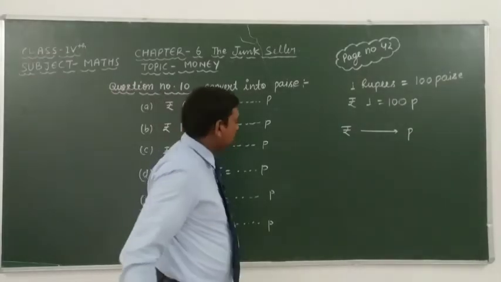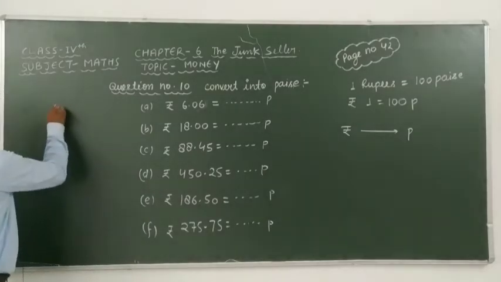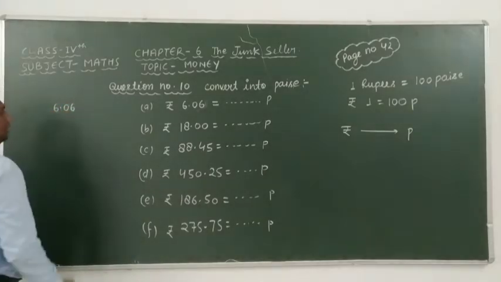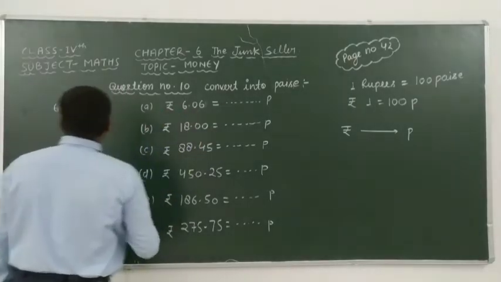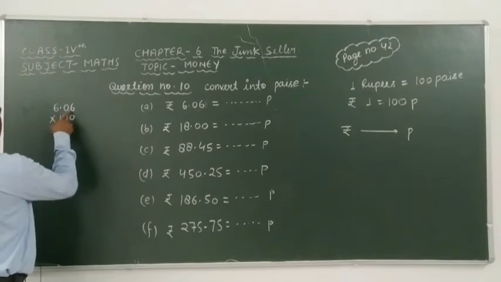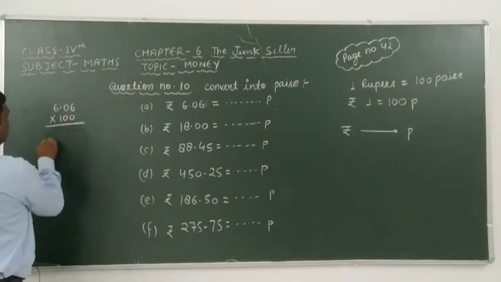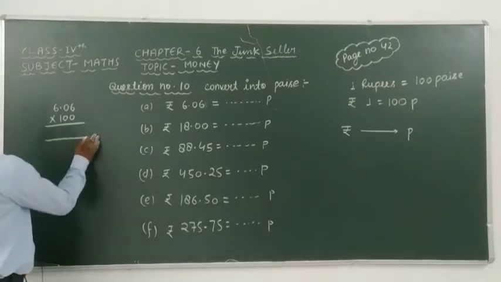Look, here given 6.06 rupees. If we have to convert rupees into paise, then we have to multiply 6.06 by 100. Students, look here carefully.